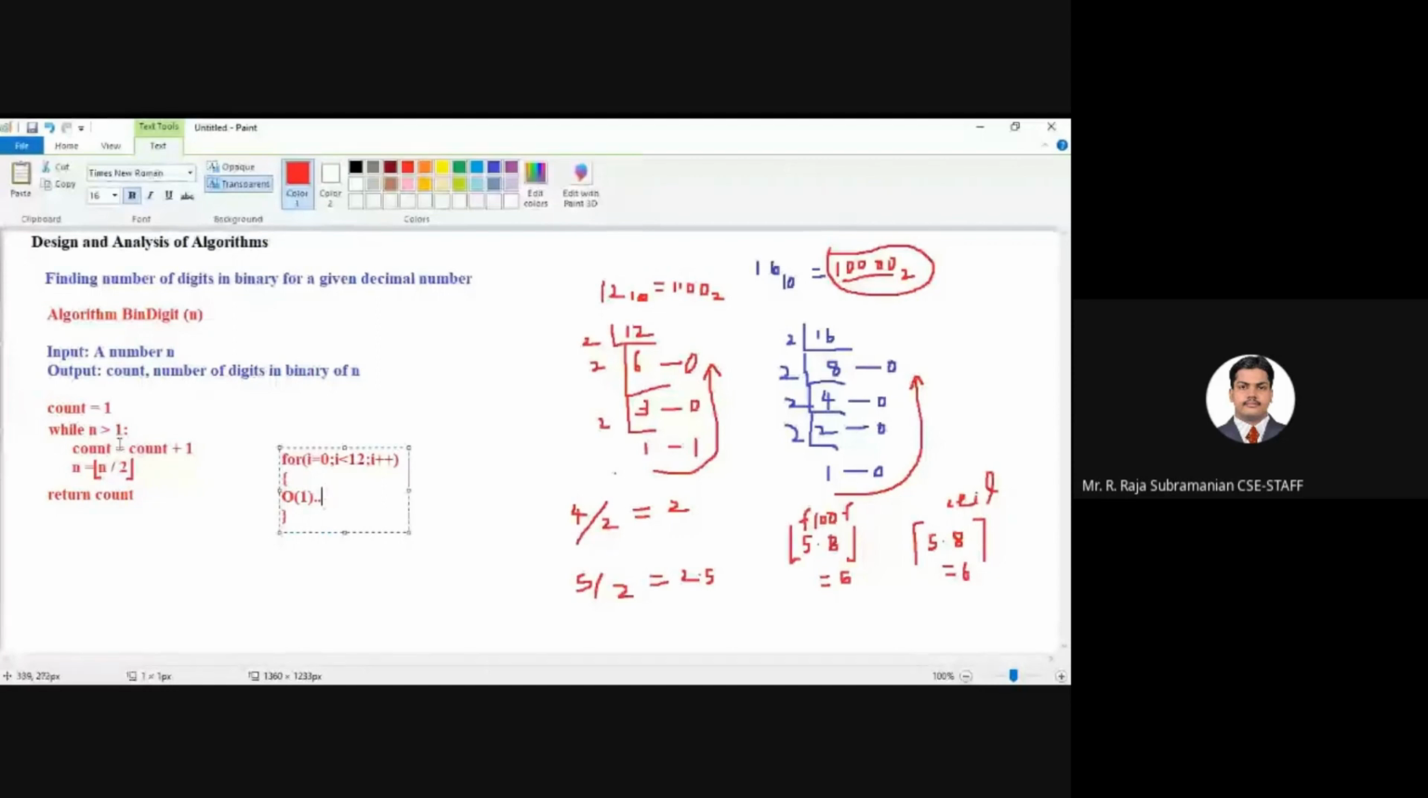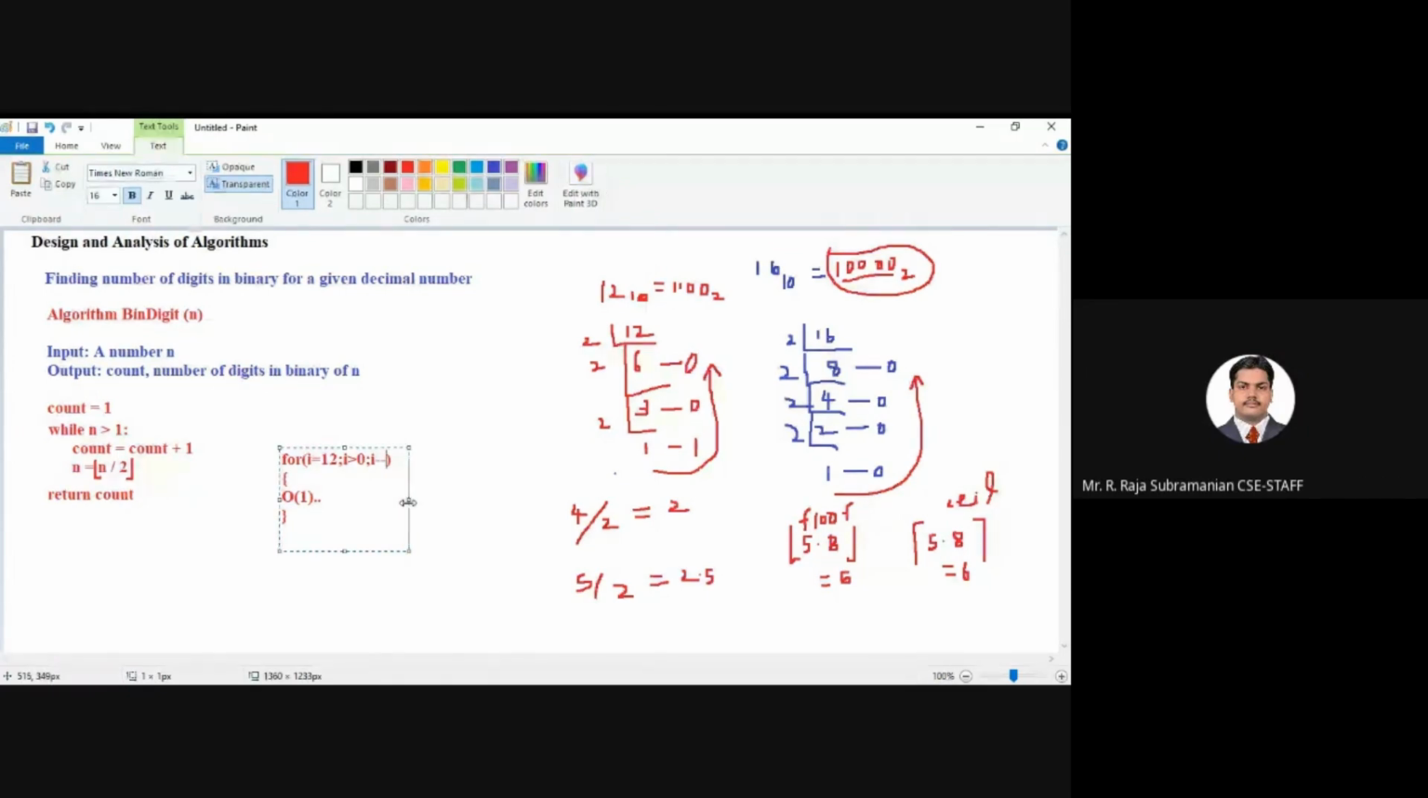Similarly, if there is a while loop, the same thing will happen, right? Now a small change: I put 12 greater than 0, i minus minus. So what will be happening now? Same, 12 times, right? So this is very nice.